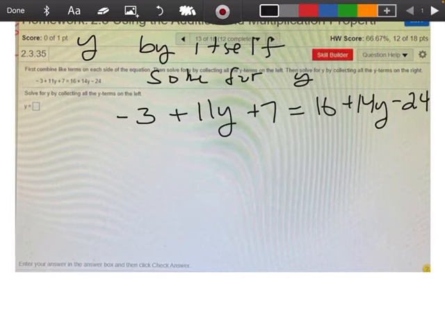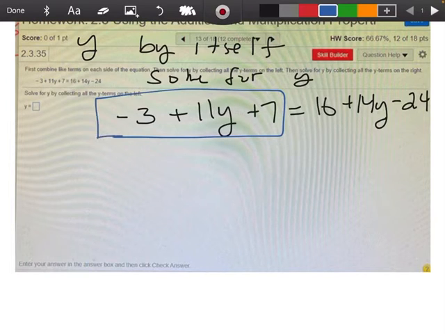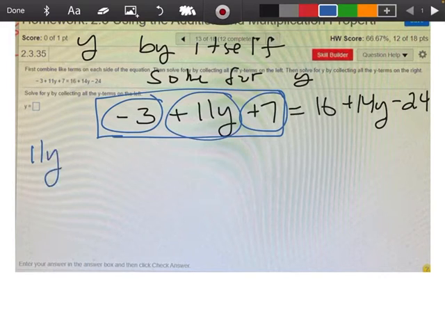So this is what I'm first going to do. I'm going to look at the left side of my equation. I'm going to look at this piece right here, and I'm going to ask myself, do I have any like terms? Well, we do. The negative 3 and the 7 are like terms because they're just numbers, right? They don't have any letters there. So I'm going to combine those together. So the first thing I'll do is I'm actually going to just leave my 11y alone, okay? And then negative 3 plus 7. Remember, I owe you $3. I have 7, so I am left with 4, okay?